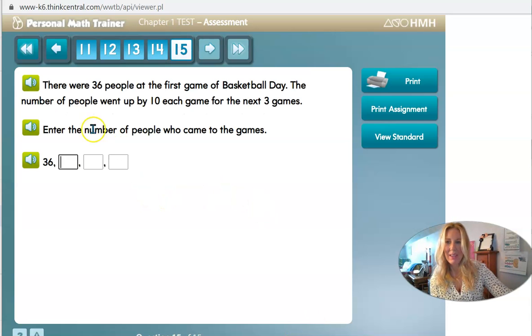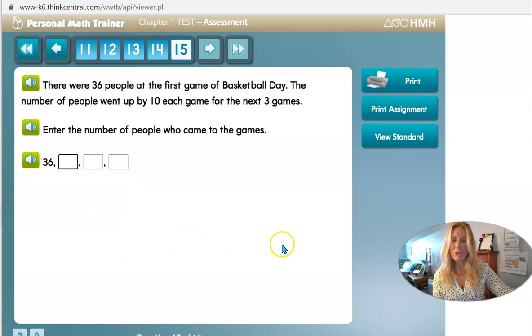Last question. There were 36 people at the first game of basketball day. The number of people went up by 10 each game for the next 3 games. Enter the number of people who came to the games. So if I start at 36, but it goes up by 10 for each game, that sounds like skip counting by, that's right, tens.